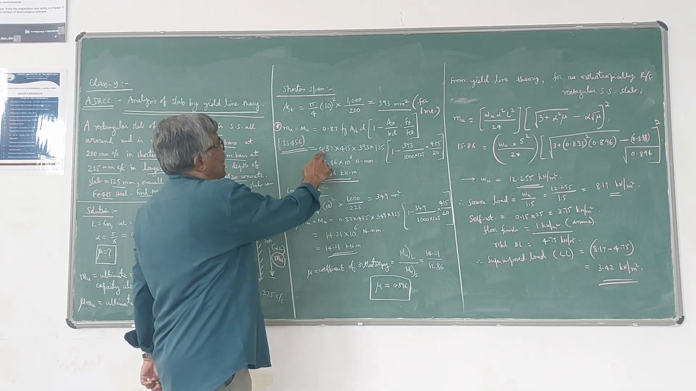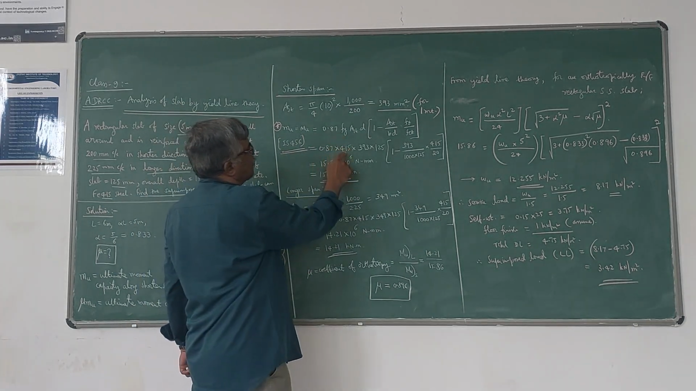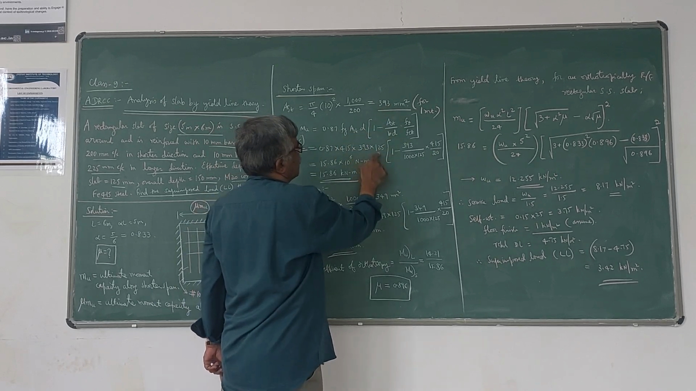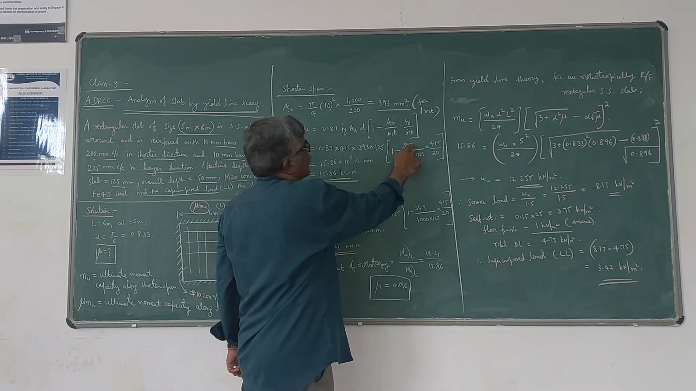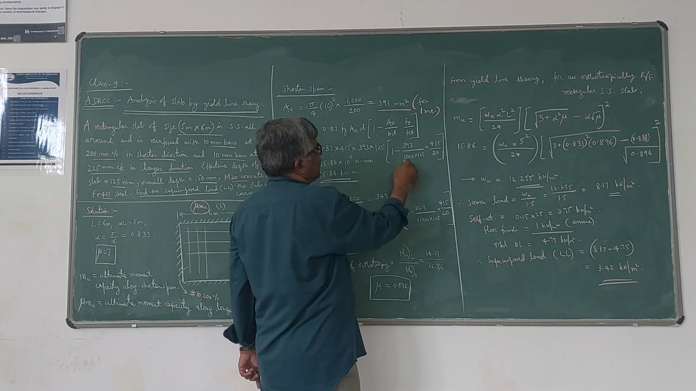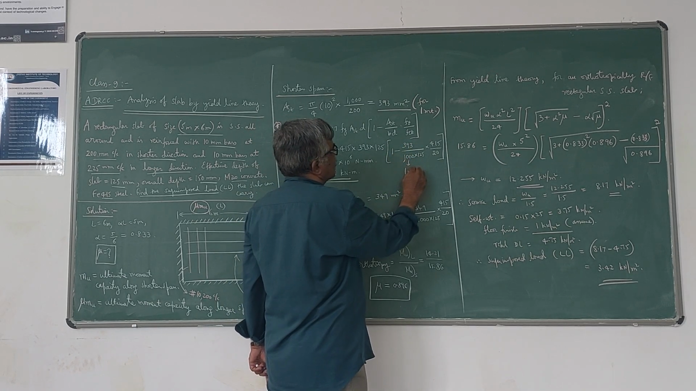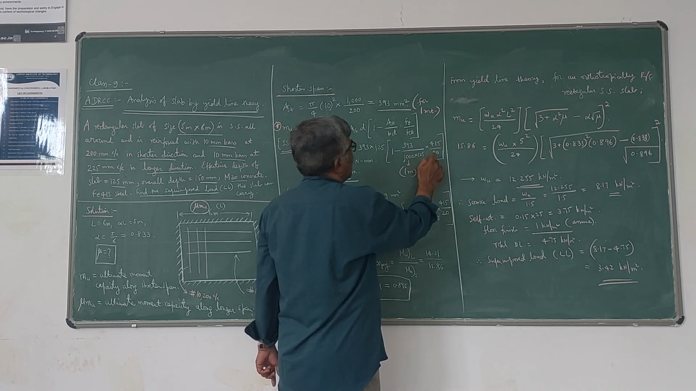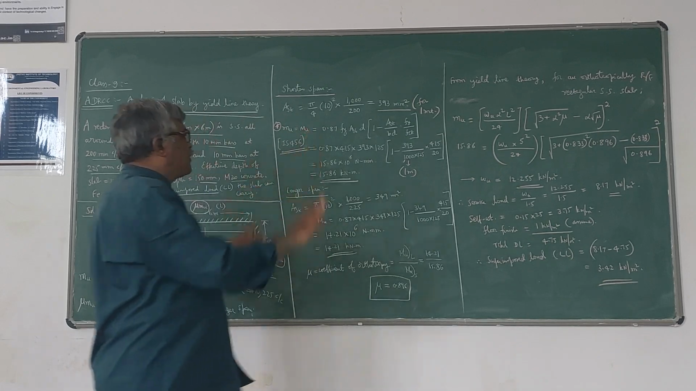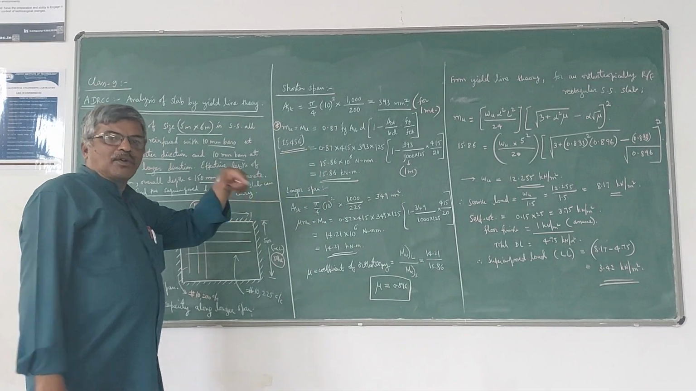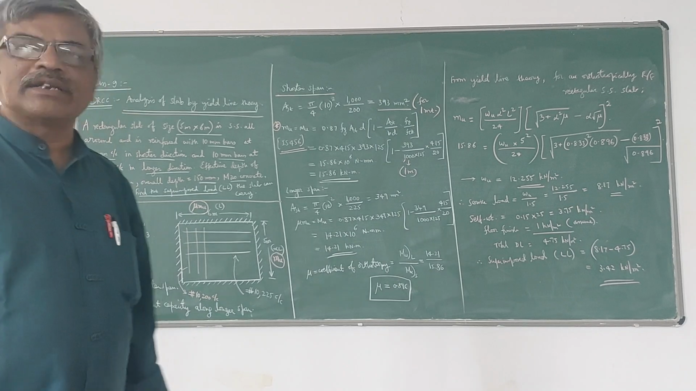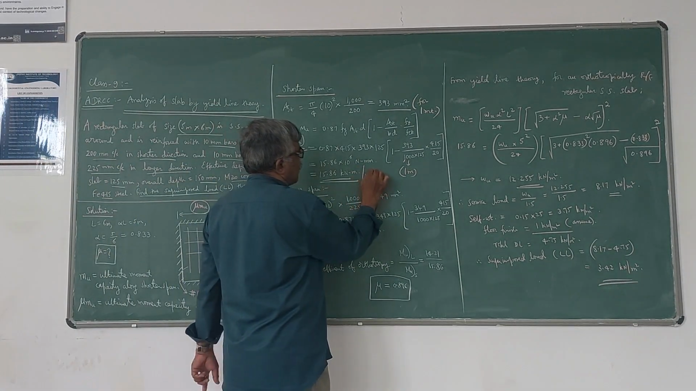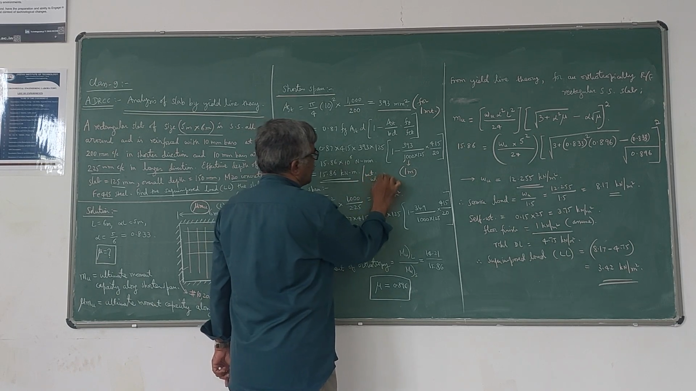If you substitute the values: 0.87 into fy, which is 415 Newton per millimeter square, Ast is 393 as we got here, into d which is 125 mm, into 1 minus 393 by b d, where b is 1000 mm for 1 meter length of the slab, so 1000 into 125, d is 125, fy is 415 and fck is 20. If you simplify this, you will get 15.86 into 10 to the power 6 Newton mm or 15.86 kilonewton meter. The moment you get is per meter width of this slab.